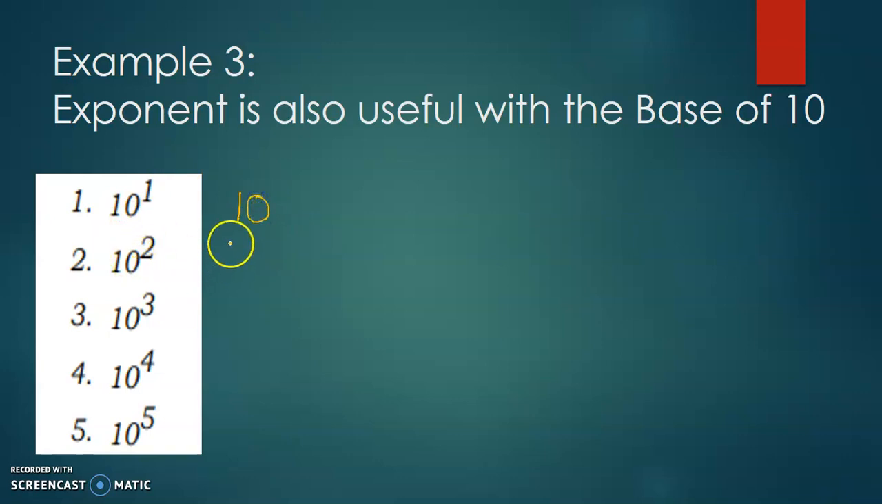10 to the power of 2 is just 10 times 10. Dalawang 10 lang yan. 10 to the power of 3 is just 10 times 10 times 10. Tatlong 10. So, the value of this is just 10. The value of this one, 10 to the power of 2, is 100. And the value of 10 to the power of 3 is 1,000.